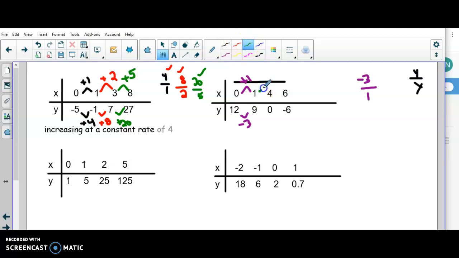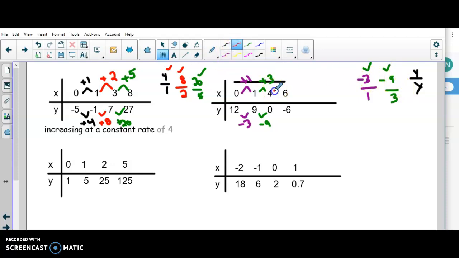Let's look at our second ratio. This is going up by 3, and 9 to 0 is a decrease of 9. So we say -9 over +3. -9 over +3 is the same as -3. So far, these are the same. They check out. You could reduce this fraction to get this one.